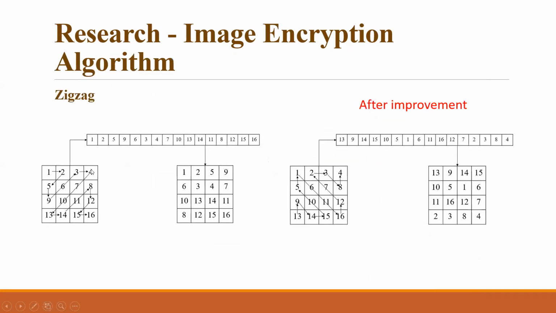Next, we first introduce the zigzag transformation. The picture on the left is the transformation method of the original zigzag, starting from the upper left corner, traversing the matrix in the order shown in the figure, and putting the elements sequentially into a one-dimensional matrix. The transformation is completed by reshaping the one-dimensional matrix into a two-dimensional matrix.